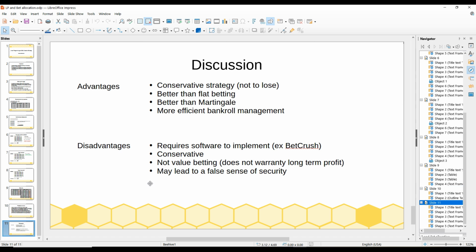Okay. Now let's discuss the advantages and disadvantages of the method. The advantages. It's a conservative strategy, not to lose. We don't want to maximize profits. We just want to get our money back. Of course, it's better than flat betting. Anything is better than martingale. Martingale is a recipe for disaster, if you ask me. And we can have more efficient bankroll management.